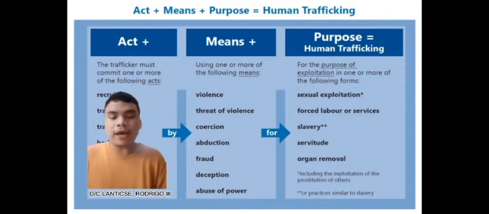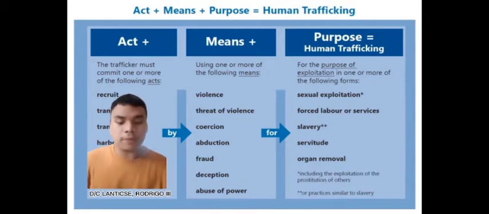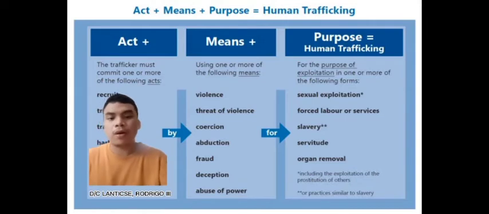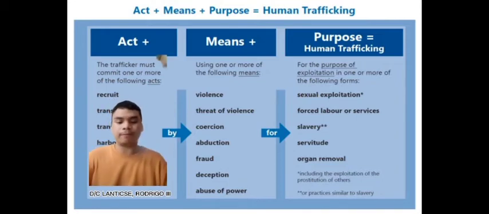Good day, sir, I am Rodrigo Lantixi, and I am here to explain the purpose of human trafficking, which is for the purpose of exploitation in one or more of the following forms. First, sexual exploitation: actual or attempted abuse of a position of vulnerability, power, or trust for sexual purposes.